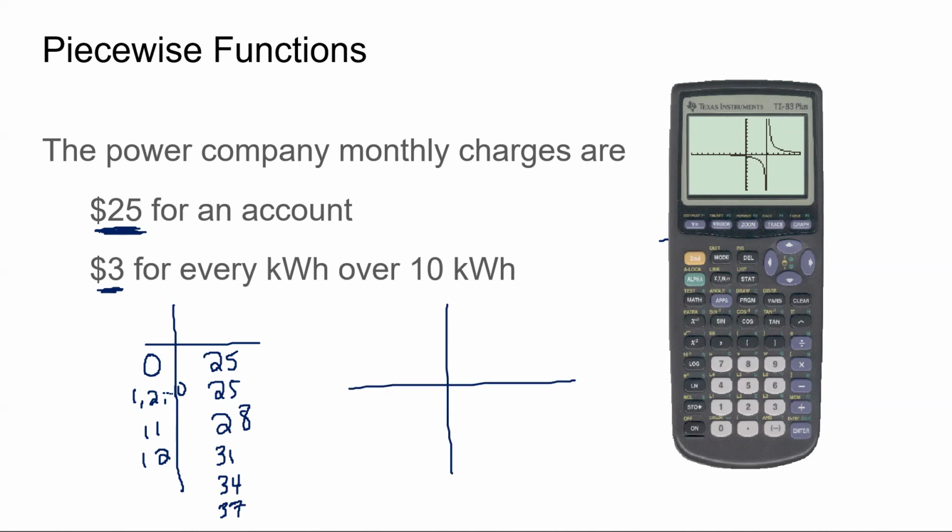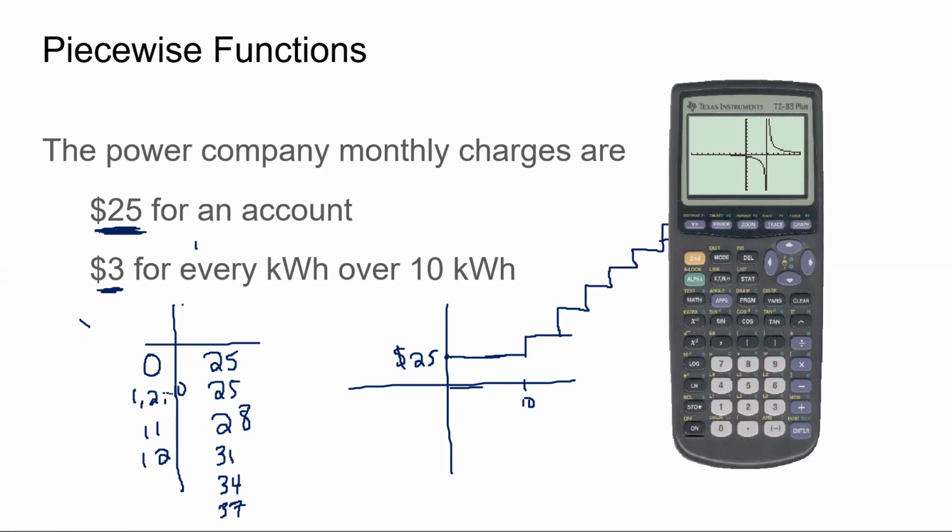When I graph that thing, 0 all the way up to 10 here, that's just going to be a constant function of $25. So I'm going to start right there and I'm going to go across. And I haven't exceeded how much they give me, quote, for free, right? It's not really free, it's built in. All right. But that's the first part. Now, as soon as I use that 11th kilowatt hour, now it's going to jump up to 28. And then when I use the 12th one, it jumps up to 31 and 34 and 37.